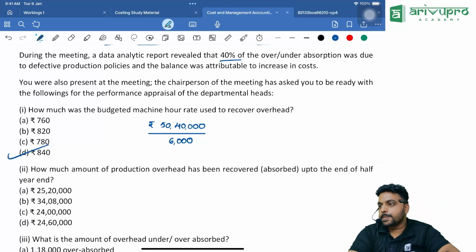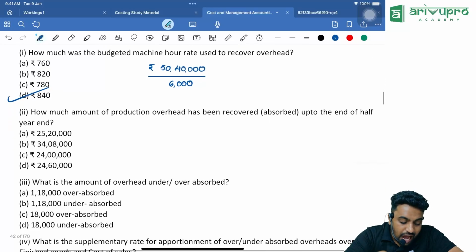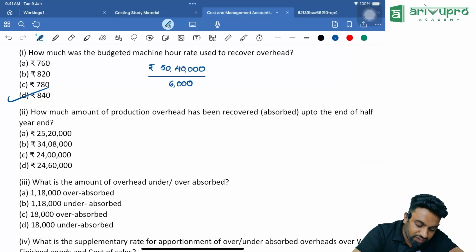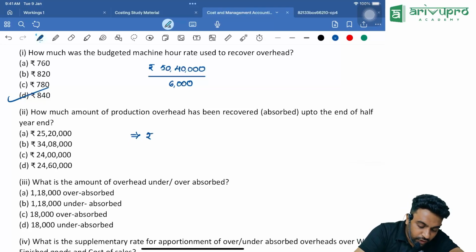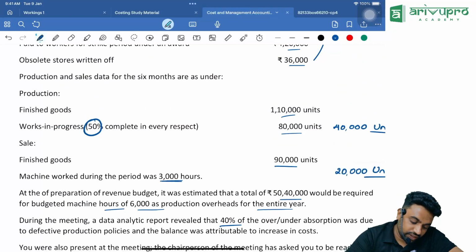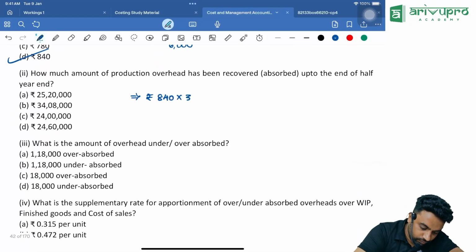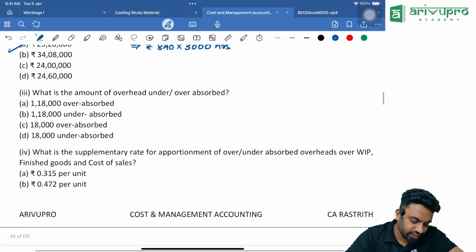Option D. Second one. How much amount of production overhead has been recovered up to the end of the first half? So very simple. Rupees 840 we are going to recover from the machine hours actually worked. How many hours have we worked? 3,000 hours. 25 lakh, 20,000.